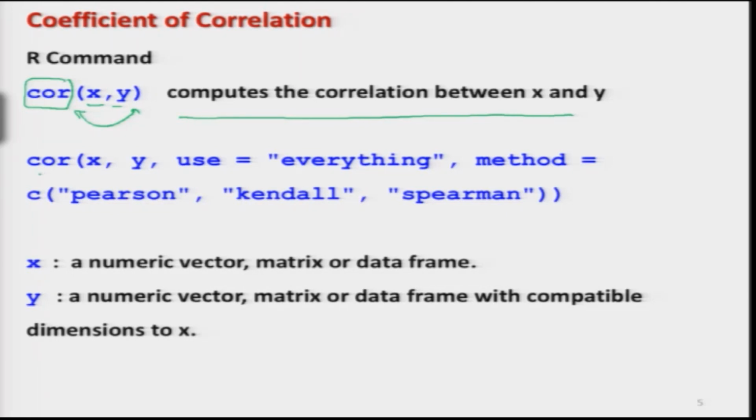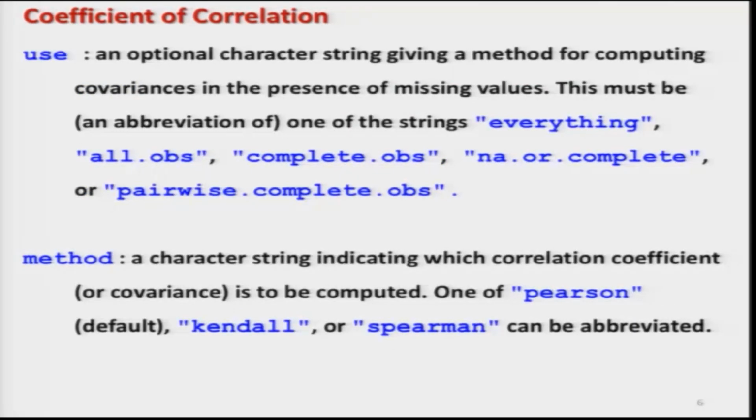You will see here the function is cor, and inside the argument I am writing several options. Now we try to understand them one by one. This x and y that we know, these are going to denote the data vectors here like this. Now there is another option here, use, and I have written inside the double quotes, everything. Now what does this everything mean, and what is the use of this syntax use?